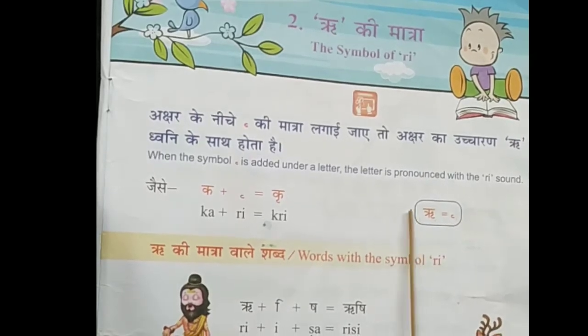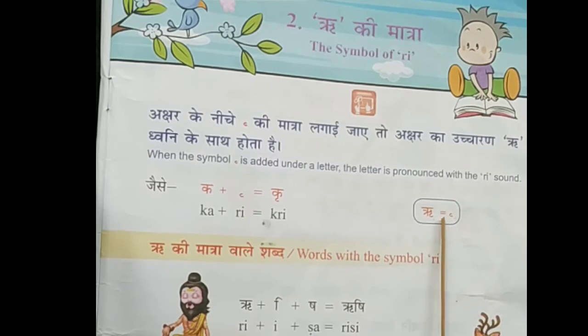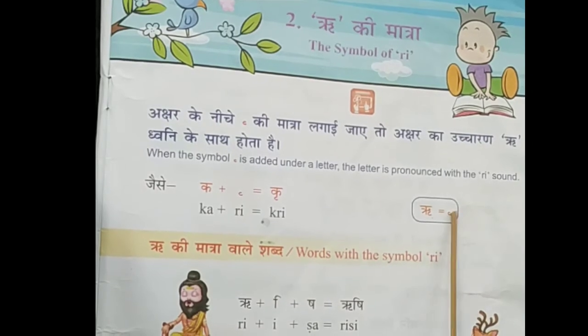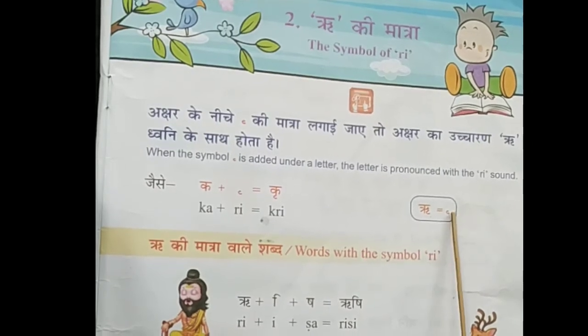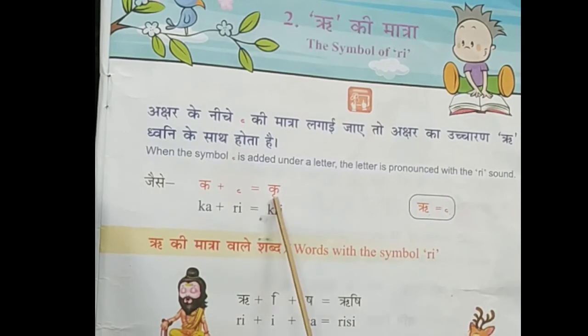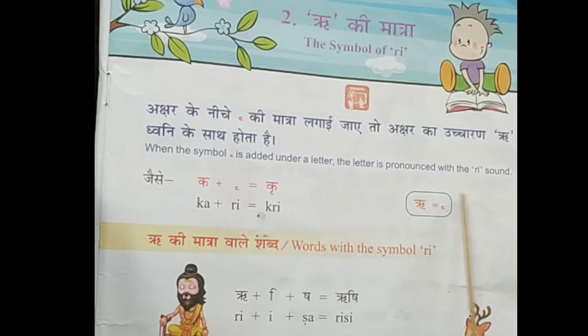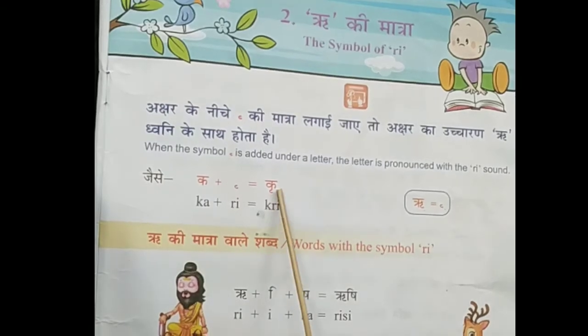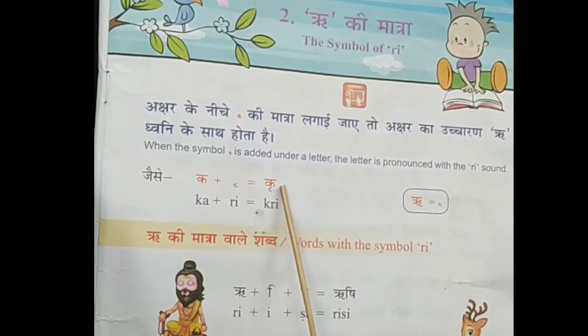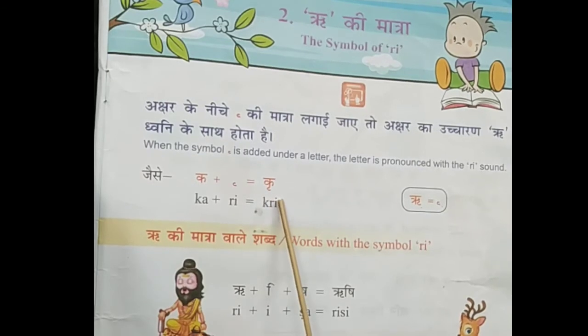The symbol of ri is written like a small c, and this symbol is always added below the letter. Kri, kri. This symbol is written below the letter. Okay.